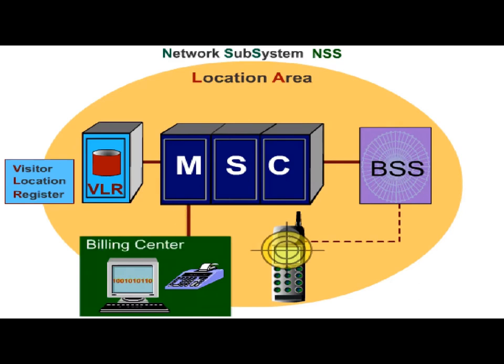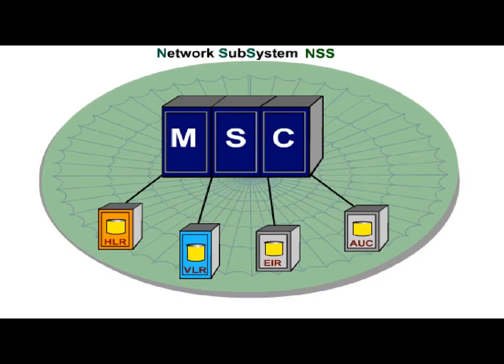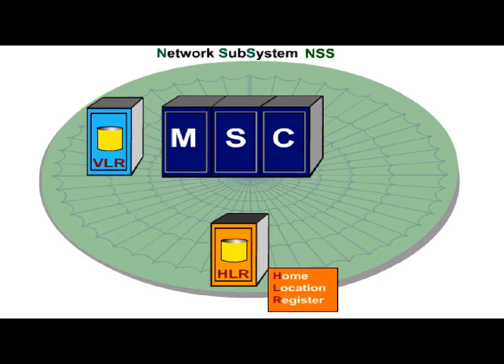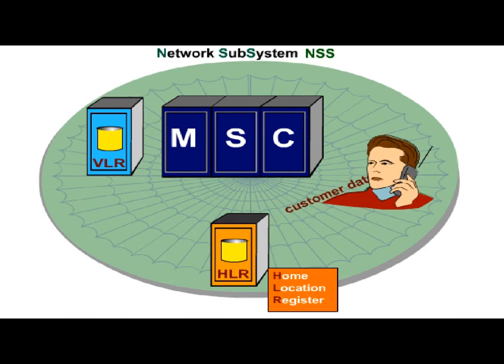But where does the VLR get the GSM customer data from? For GSM customer data acquisition, there is a register, the so-called Home Location Register, HLR, in which each network operator registers the customer data necessary for dealing with traffic. The HLR supplies these data to all VLRs in which the GSM customers involved are to be found at any given moment.